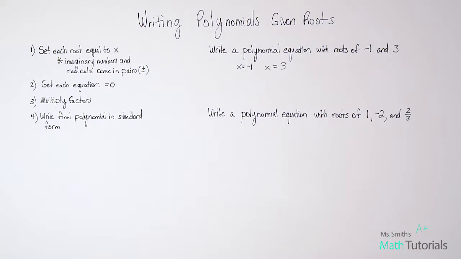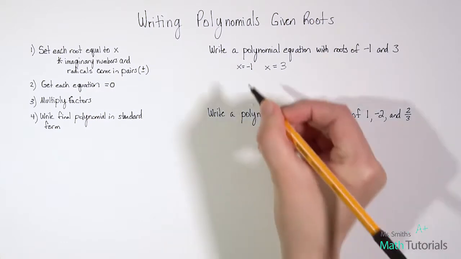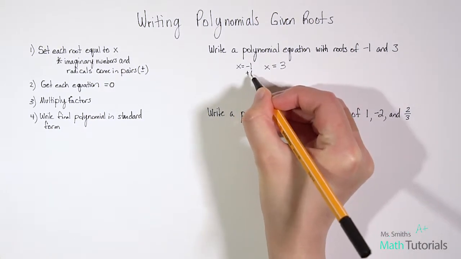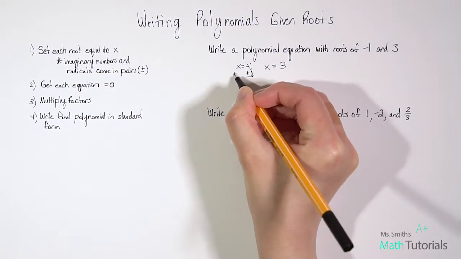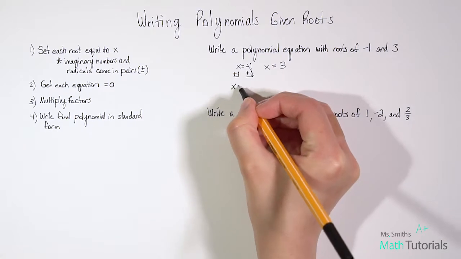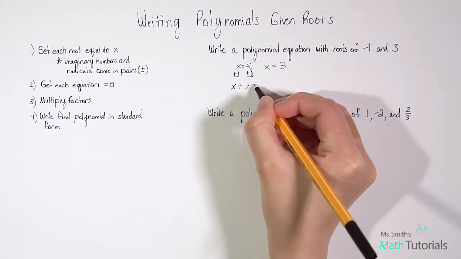So this goes back to using just our basic algebra. If we want this to say x equals 0, we need to move this -1 to the other side. And I would need to do that by adding 1. And same thing here, adding 1. So when I do that, I get x plus 1 equals 0.